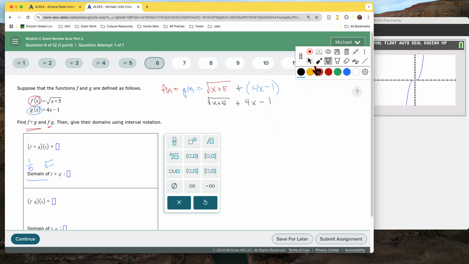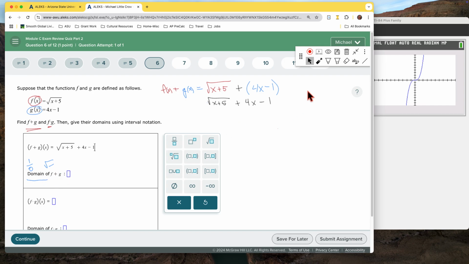That's it. So that is our function, square root of x plus 5. And then we have to get out of the square root. We add 4x, and then we subtract 1. Okay, so there's our function.